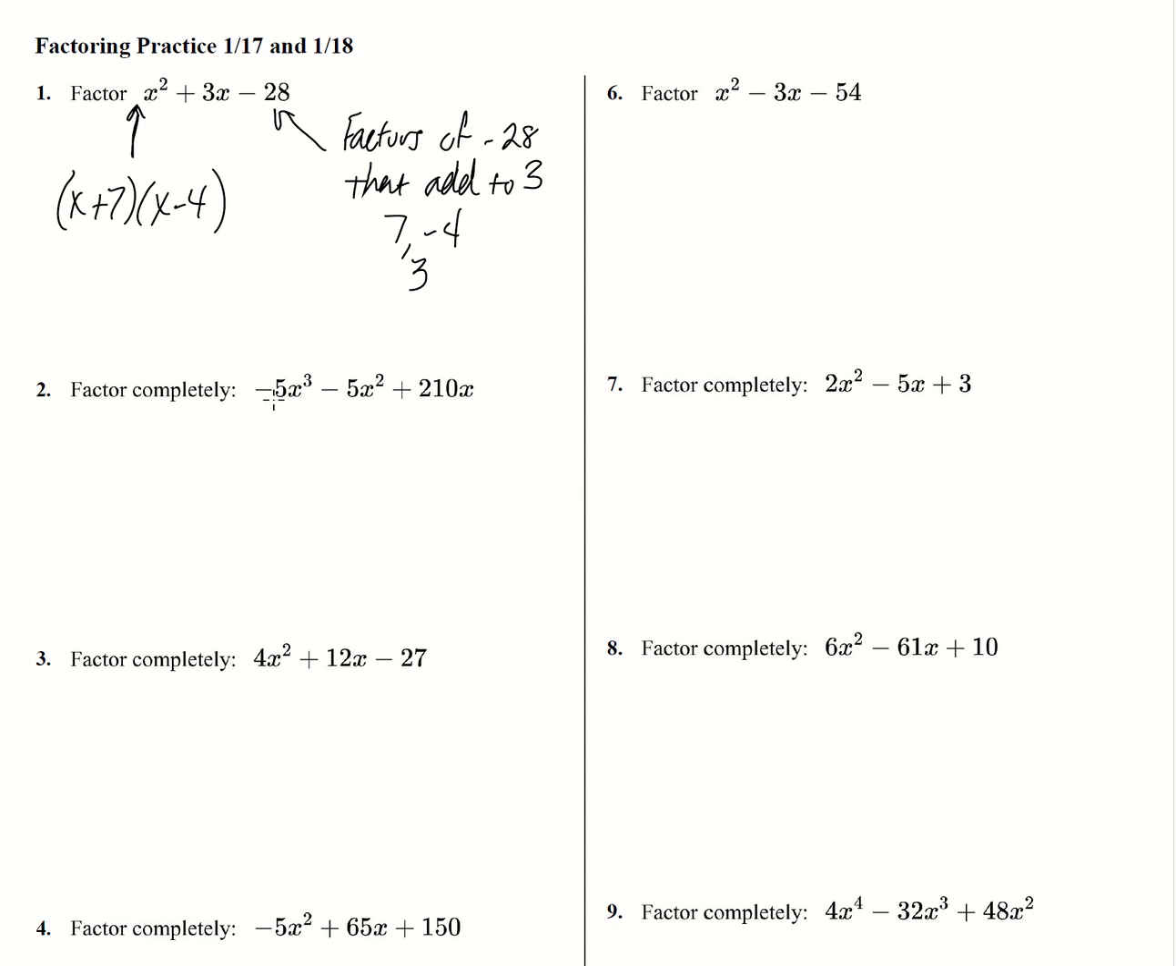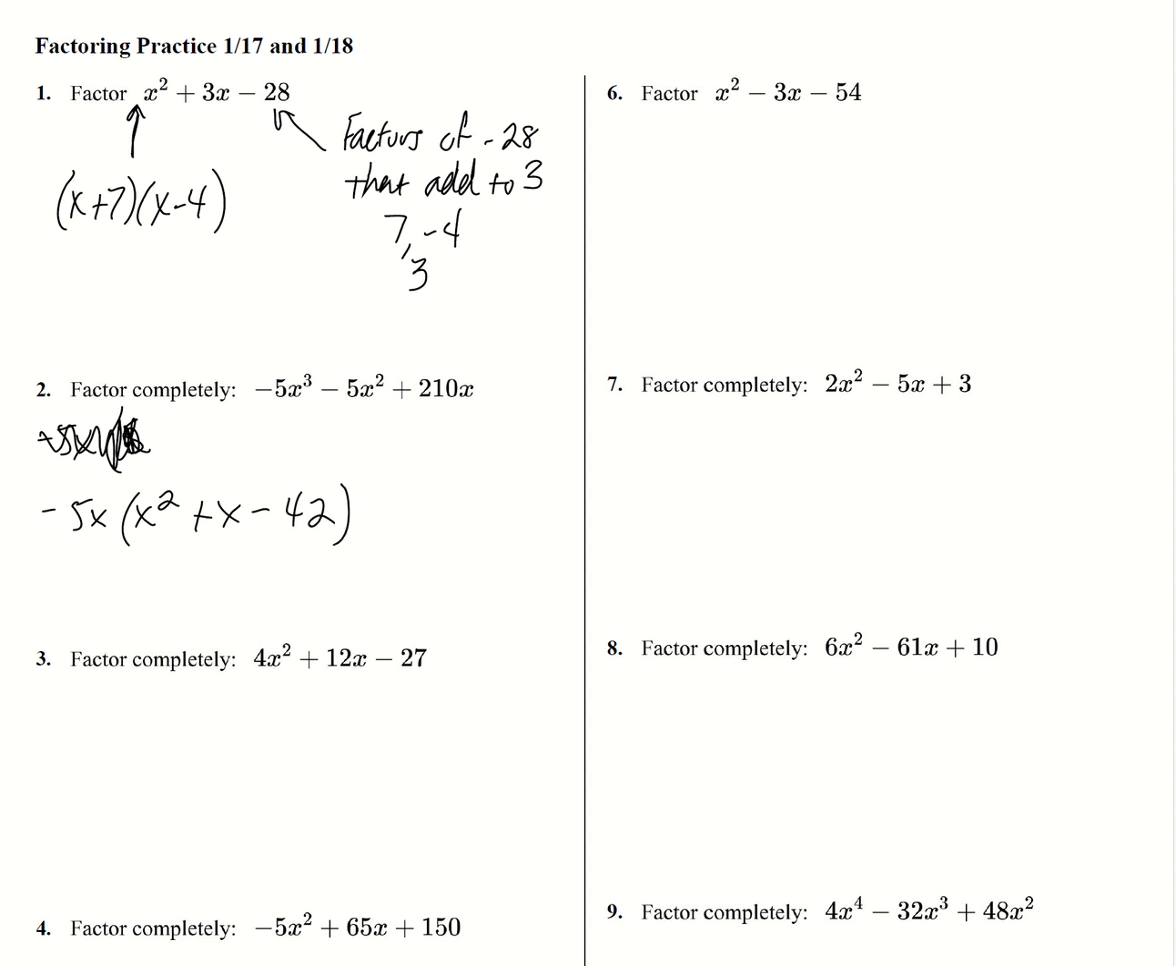You might get ones where there's a common factor between each of the terms. So here, the common factor is 5x. Or in this case, we can use negative 5x. If I factor out negative 5x, I end up with, we'll do it down here, negative 5x cubed divided by negative 5x is x squared. Negative 5x squared over negative 5x is x. And then 210 divided by negative 5x is negative 42.